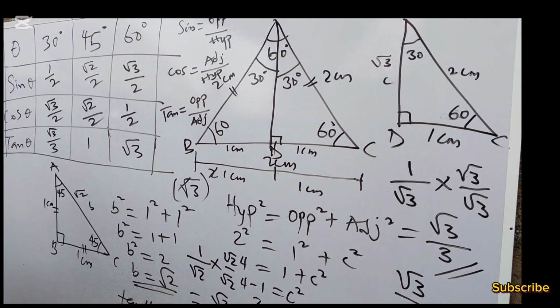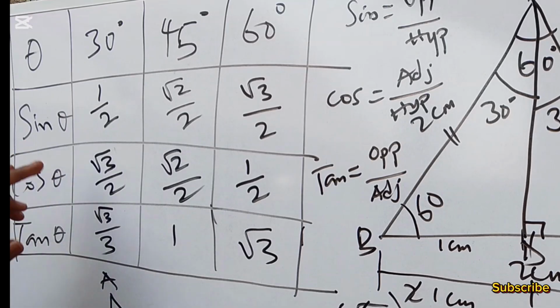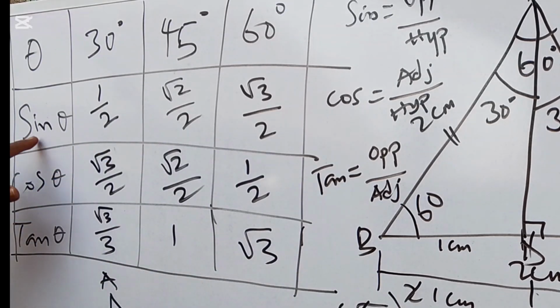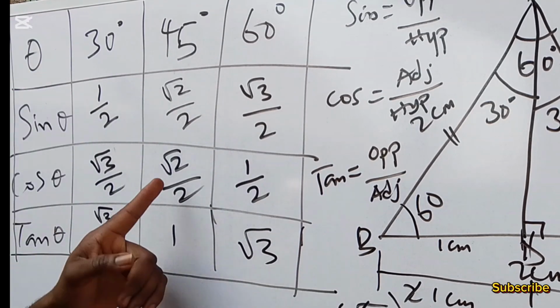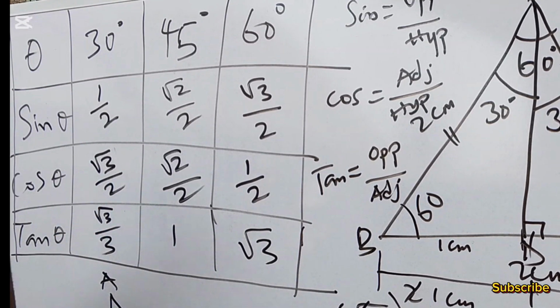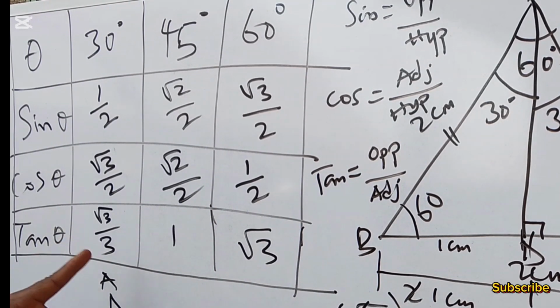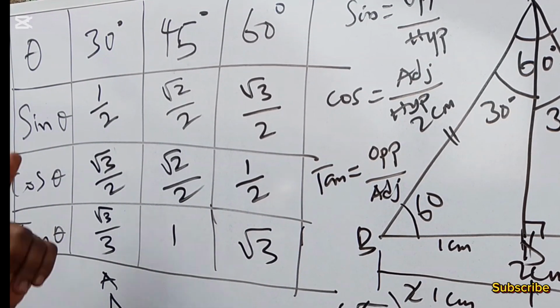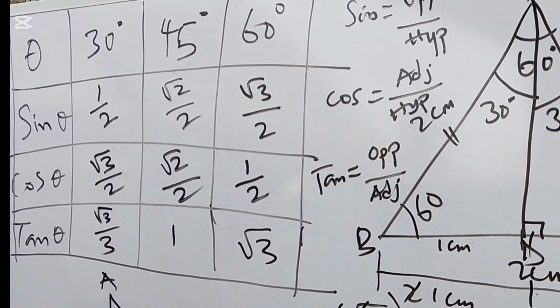So this gives us the ratios of the special angles. Sine 30 is 1 over 2. Sine 45 is root 2 over 2. Sine 60 is root 3 over 2. Cos 30 is root 3 over 2. Cos 45 is root 2 over 2. Cos 60 is 1 over 2. Tan 30 is root 3 over 3. Tan 45 is 1. Tan 60 is root 3.